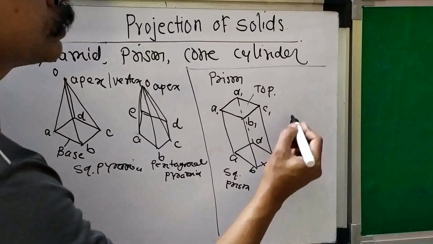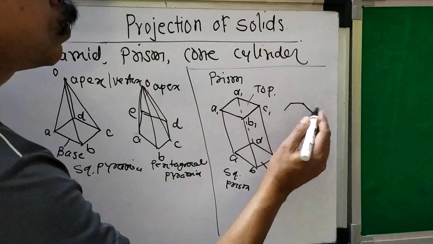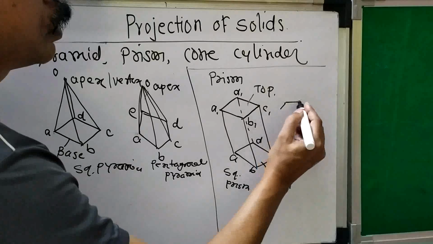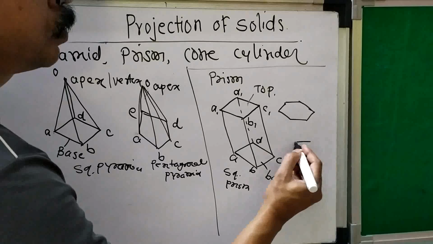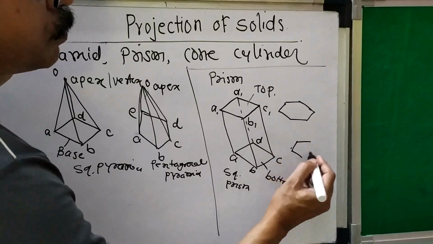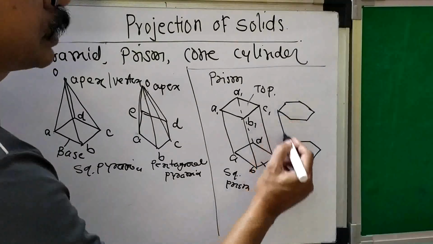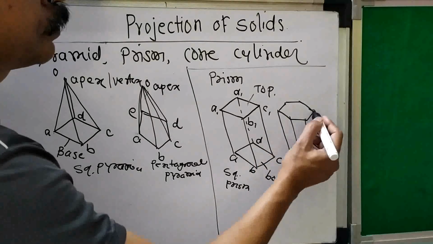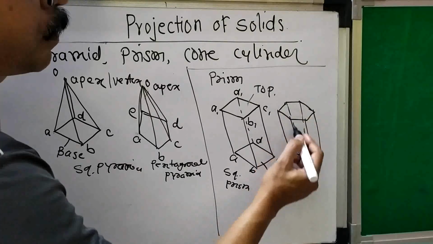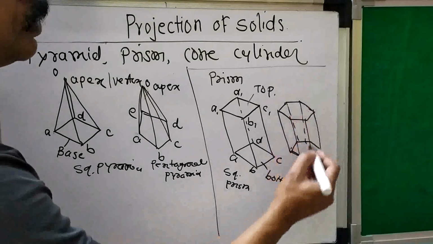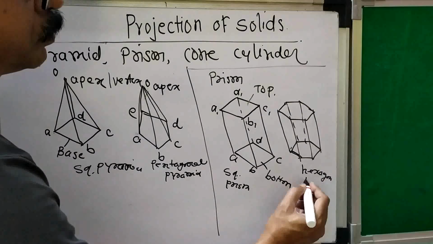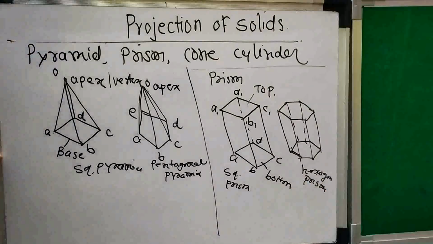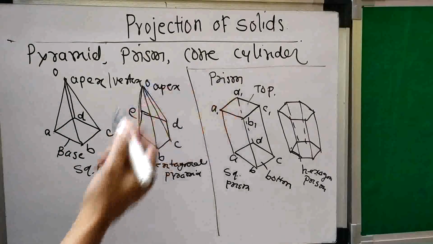If we have a hexagon, suppose this is a hexagon as a top and a hexagon as a bottom, and these are connected by vertical faces, then this will be a hexagonal prism. So two categories we have seen just now, pyramid and prism.